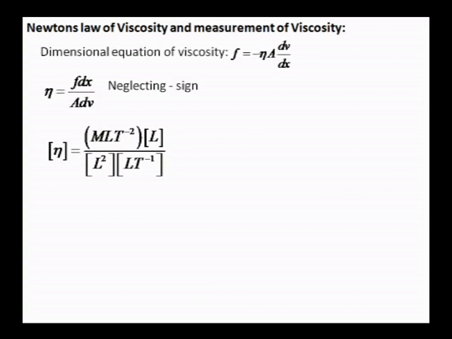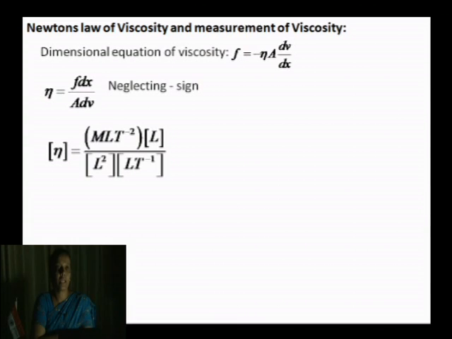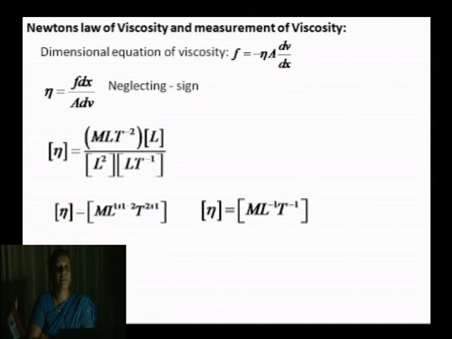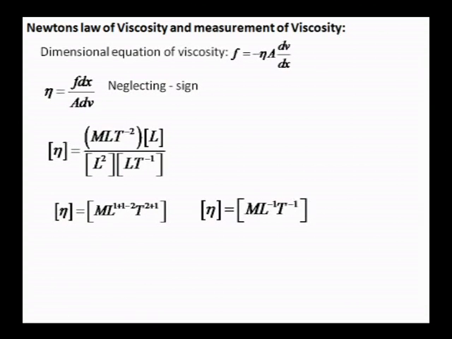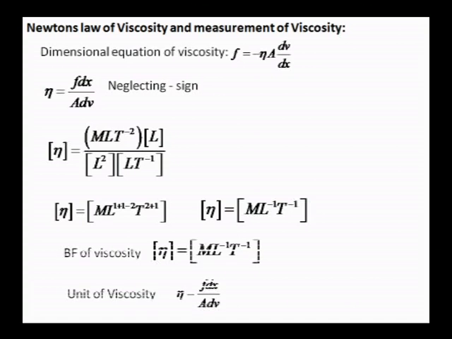Force has the dimensional equation M1 L1 T minus 2. Distance is measured in meters, so the dimensions are L1. Area is meter square, so the dimensions are L2. The velocity has the dimensions L1 T minus 1. Simplifying, we get the dimensions of the coefficient of viscosity as M1 L minus 1 T minus 1.